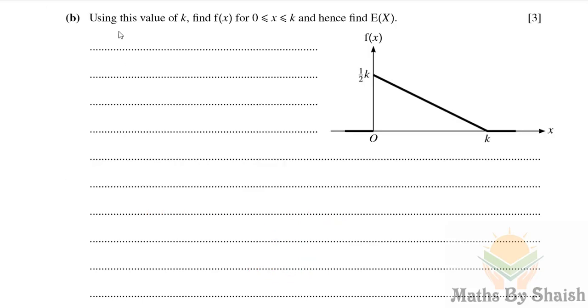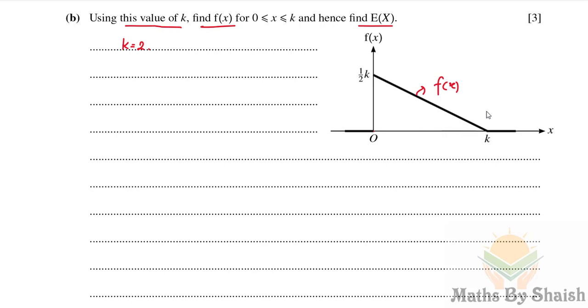And here's the B part of it. Using this value of k, that is k is 2, find f(x) for 0 to k, and hence find the expectation of x. Otherwise f(x) is 0. We can see it is 0 before 0 and after k.